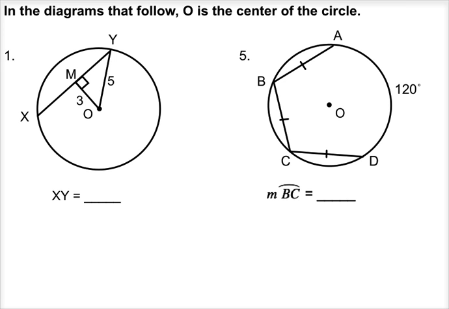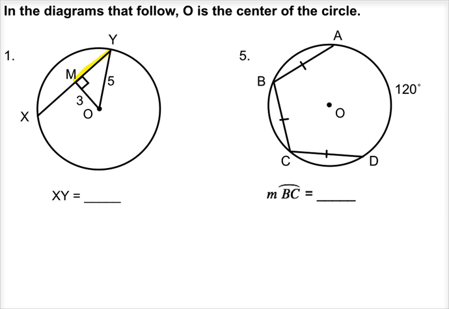In the diagrams that follow, O is the center of the circle, and we're trying to find some various pieces. So let's see for number one. I'm trying to find how big is XY. Well, I'm going to focus on just finding this distance MY and realize that if I just double it, I'm going to get the distance from X to Y.